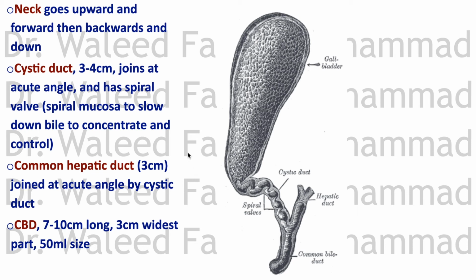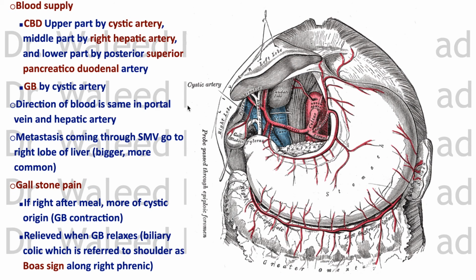Okay, so this is the biliary system. The blood supply, the common bile duct, upper part takes from the cystic artery, the middle part from the hepatic artery, and the lower part takes from the superior pancreaticoduodenal artery, branch of the gastroduodenal, remember? So it takes from three different sources. The gallbladder itself takes from the cystic artery, which we talked about, that comes from the hepatic artery proper, or the right or left branches.